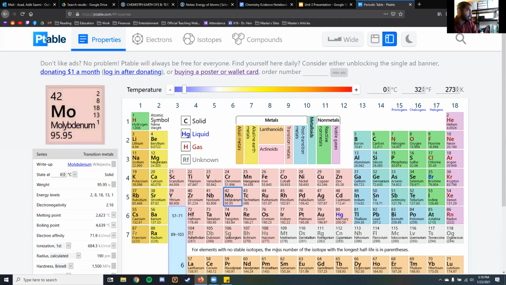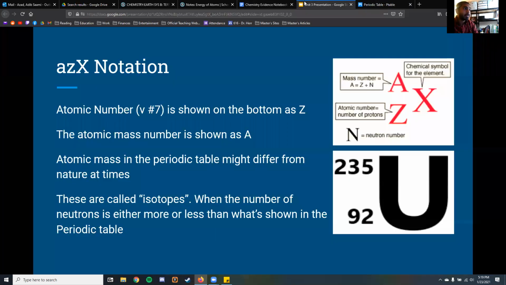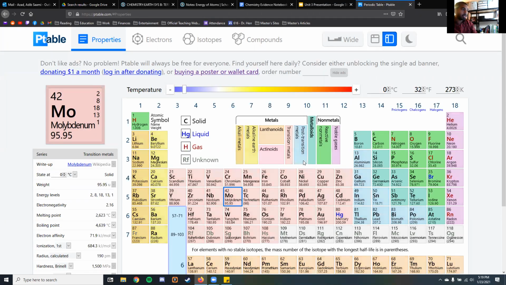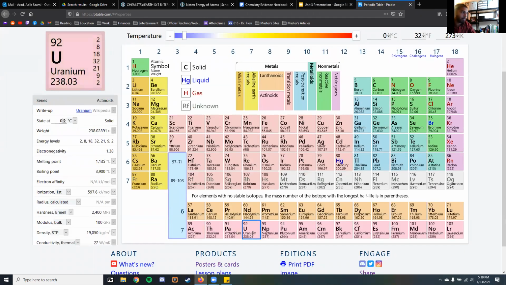If I take element number 42, molybdenum, don't know how to say that, it has 42 protons, its atomic number is 42. But the total mass might change. If you look at things like uranium or neptunium or plutonium, you'll see that they have parentheses around them. The mass of this element is 244, but it's in parentheses because we are not sure about the natural abundance.